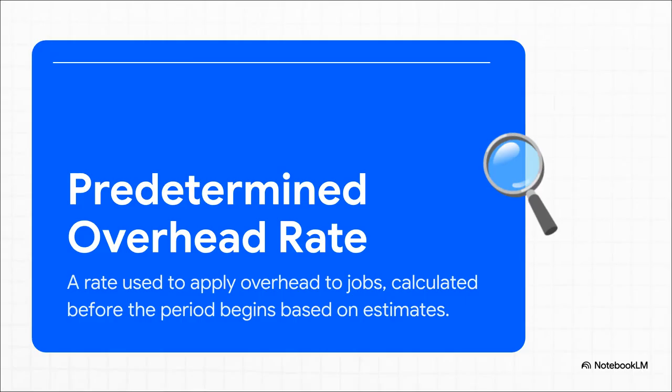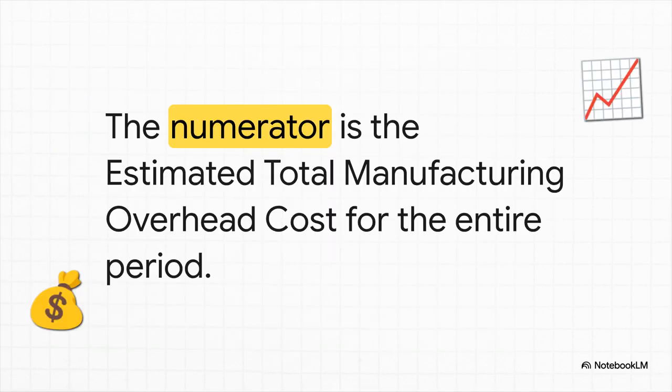Let's really break this down, because every single word here is a potential exam question. Key point 1, it's calculated before the year even starts. Key point 2, it uses estimates, not actual numbers. And its whole job is to apply a fair slice of the overhead pizza to every single job you do. So, how do we build this thing?